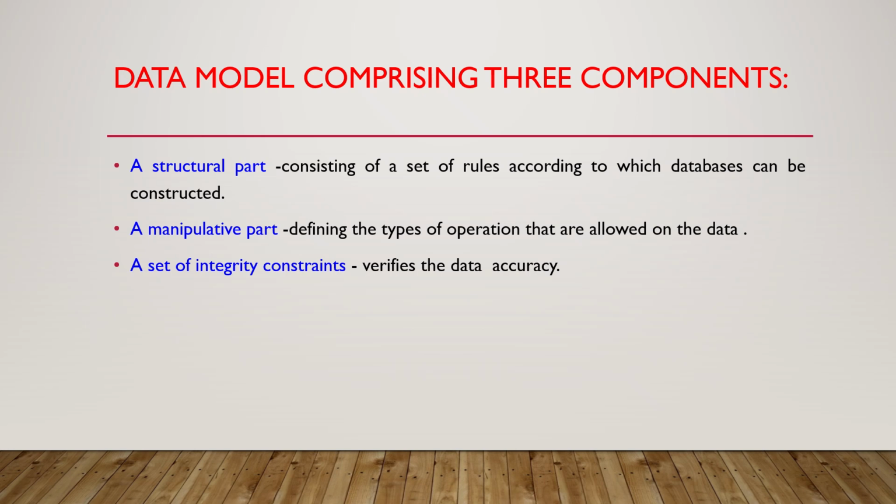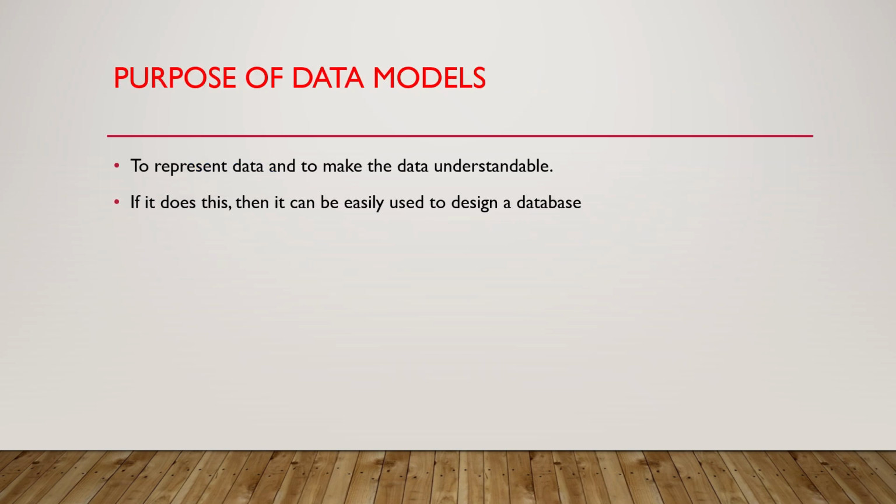Data model contains 3 components: structural part, manipulative part, and a set of integrity constraints. What is the structural part? It consists of a set of rules according to which databases can be constructed, and the manipulative part defines the types of operations which are allowed on the data. The set of integrity constraints verifies the data accuracy. What is the purpose of data models? To represent the data and to make the data understandable. If it does this, it can be very easily used to design a particular database.